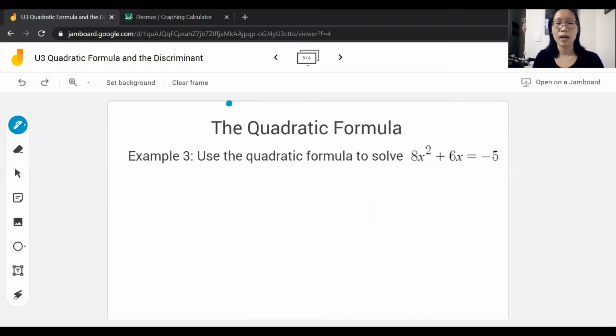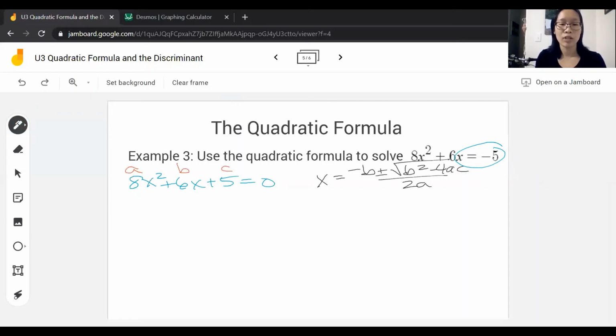In this example, we're asked to use the quadratic formula to solve 8x squared plus 6x is equal to negative 5. Again, I have to make sure that one side is equal to 0, so I'm going to add the 5 to both sides. Now I can see that my a is 8, my b is 6, and my c is 5. I'm going to recopy the quadratic formula so I can plug everything in.